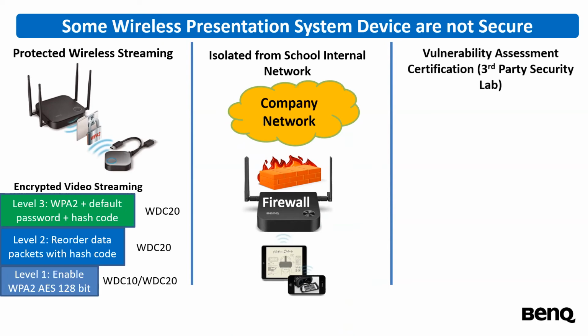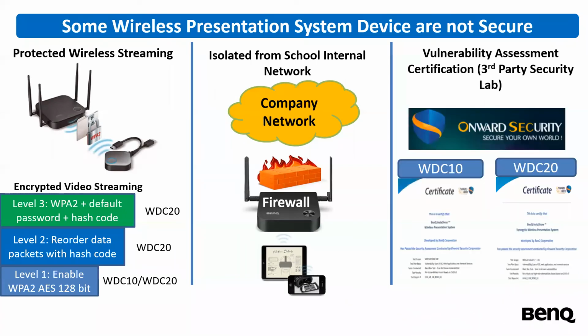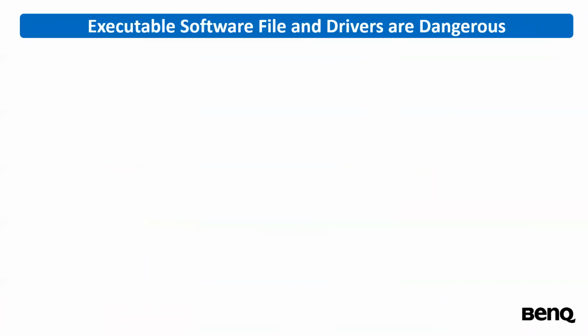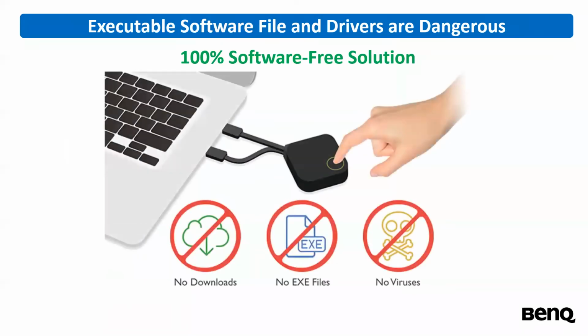And it has also had a vulnerability assessment certification done by a third-party security lab, namely Onward Security. So they've certified WDC10 and WDC20 against some common vulnerabilities that you'll find in wireless solutions. One of the most important things when we're creating a safe and secure wireless environment is reducing the implications of software needing to execute on a host system. InstaShow requires no downloads or execution of software to achieve a quick and efficient wireless presentation.